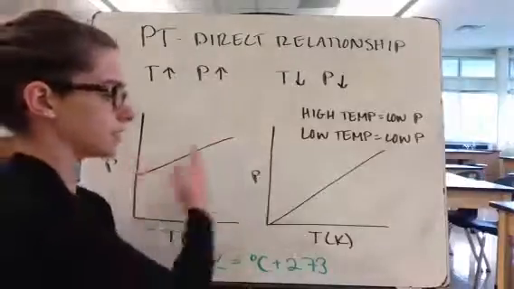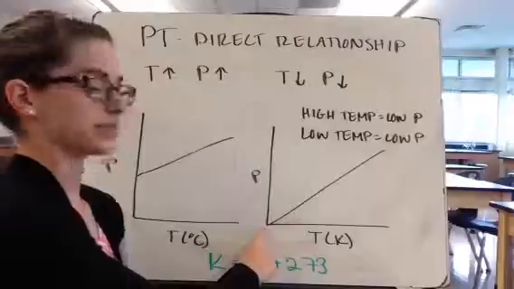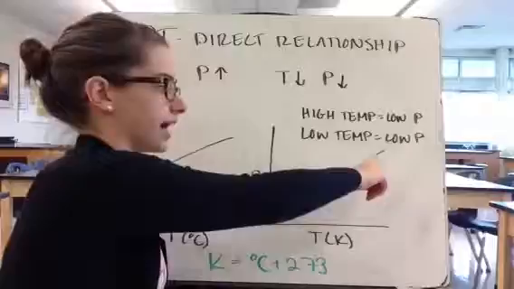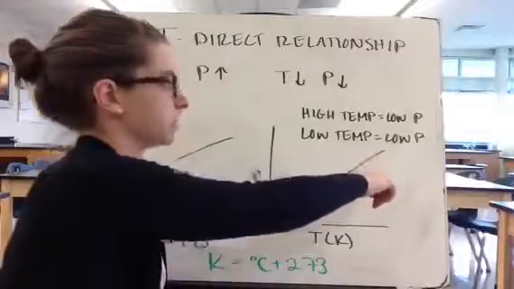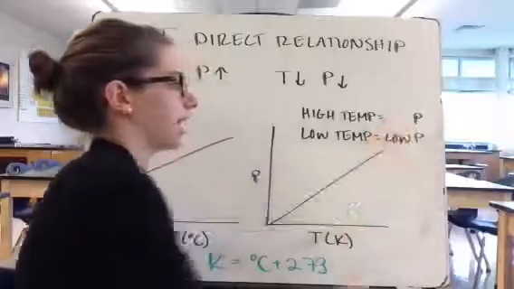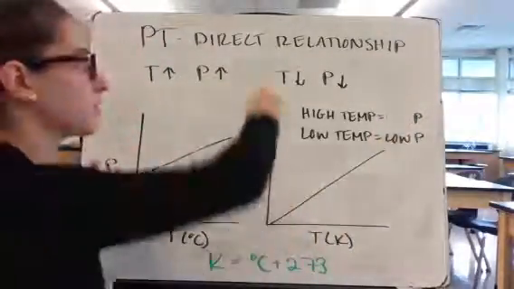All we did was slide this line over so that our y-intercept is at 0. It doesn't affect the relationship. If we have a high temperature, it means we have high pressure; that should say high pressure, not low pressure. High temperature is high pressure, and low temperature is low pressure.